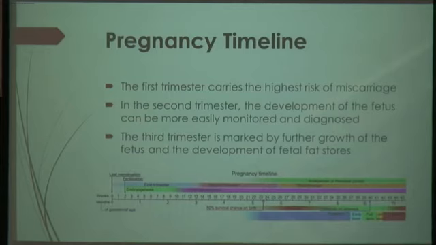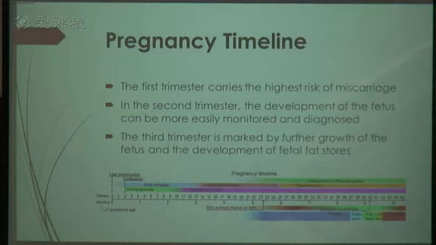So first, I just want to introduce the pregnancy timeline, because some of these tests are meant to be done at different time periods during the pregnancy. Basically, the baby is born 38 weeks after fertilization or conception. And these 38 weeks are divided briefly into 3 periods, called trimesters: the first trimester, the second trimester, and the third trimester.